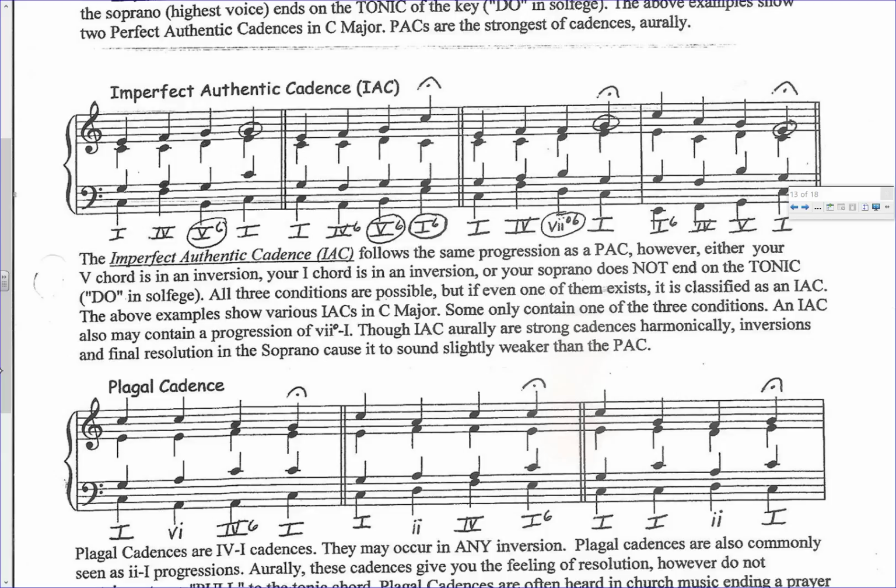So the things that I've circled in that first measure are the reasons why it is imperfect as opposed to perfect. Notice it's not 5 to 1, but it's 5/6 to 1. And in the last chord, the soprano is not singing tonic. Let's listen to the first measure.